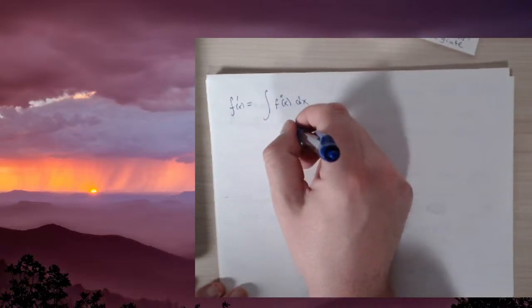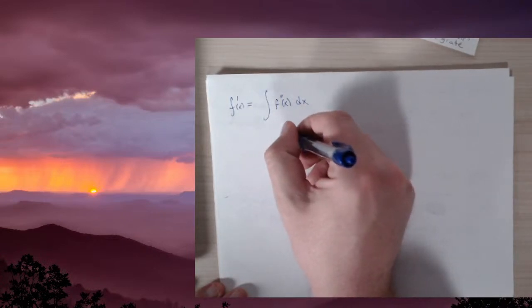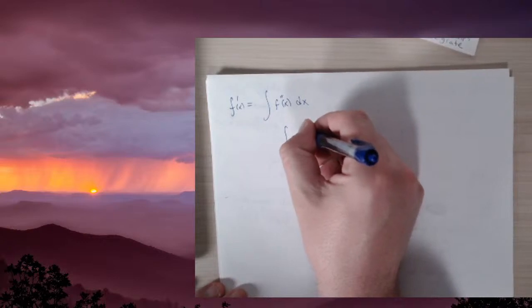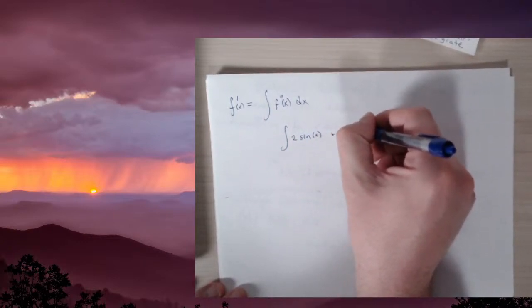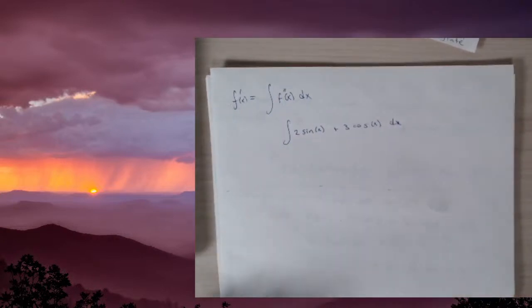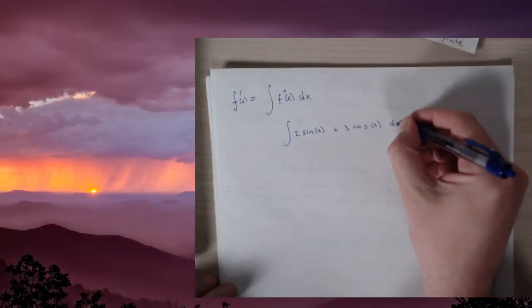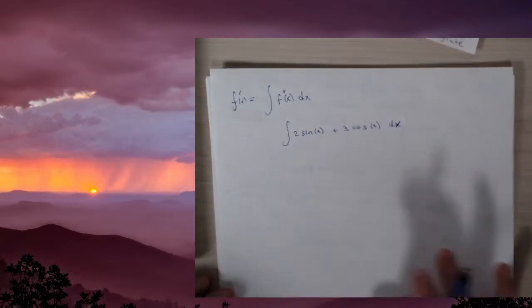So we'll play it a little fast and loose here. Let's just start with something very simple. We've got 2 sine x plus 3 cosine of x. Let's just take a couple of antiderivatives. We'll worry about constants next time.